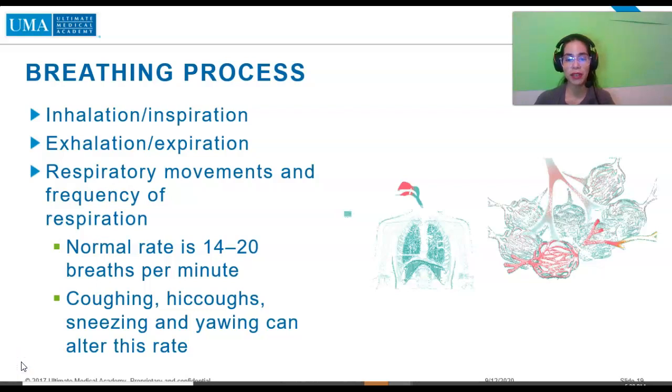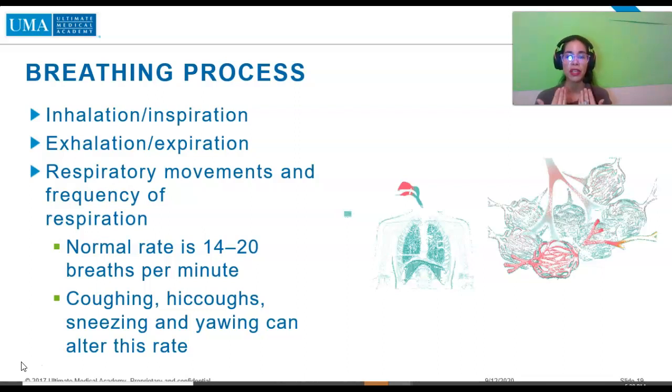The breathing process. During inspiration, or as we take in the air, the external intercostals lift the ribs upward and outward. Again, this makes room for your lungs to expand. We have the diaphragm moving down, and the air pressure decreases, resulting in air moving into the lungs. As the diaphragm pulls down on the lungs, the air pressure decreases within your lungs.